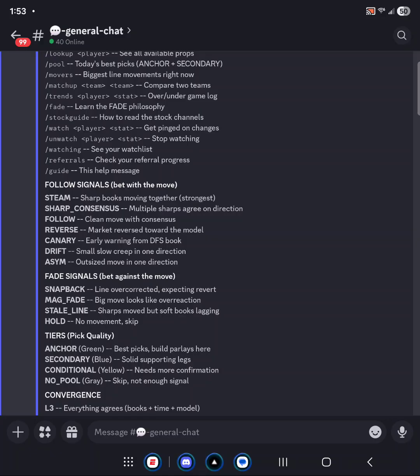Steam: the books move together. The books with the money. Sharp consensus: those are the books that have the money that agree on a direction. Follow: keep with that move. Reverse: come back. So these are all things that are right here.